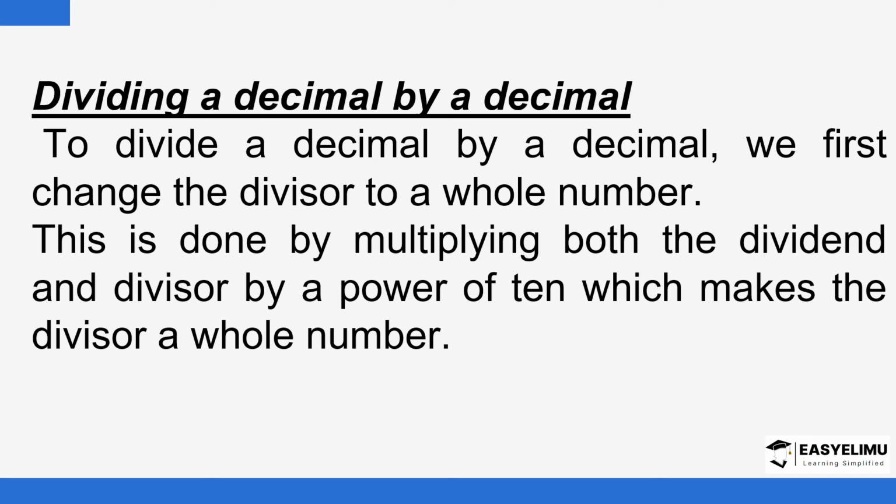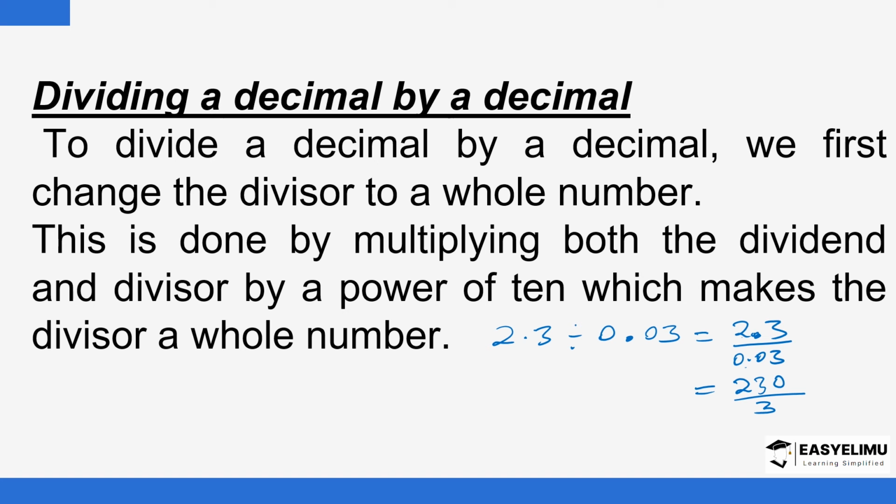For example, if you have 2.3 and you're dividing by 0.03. So you see, this is the same as 2.3 over 0.03. So here, if I multiply both numerator and denominator by 100, then the divisor here is going to be a whole number. So multiplying 2.3 by 100 is going to be 230, and multiplying 0.03 by 100 is going to be 3.